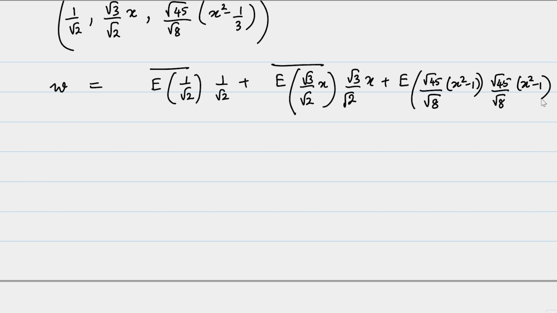So what is E? E is just the evaluation functional. 1 by root 2 evaluated at 0 will give you back 1 by root 2, and the conjugate of a real number is the same. So this is going to be 1 by root 2 the whole square. Root 3 by root 2 times x when evaluated at 0 is going to give us 0, so this term will just vanish. And finally, E of root 45 by root 8 times x square minus 1 by 3 when evaluated at x equals 0 will give us minus root 45 by root 8 times 1 by 3.